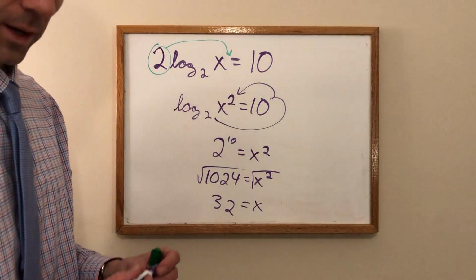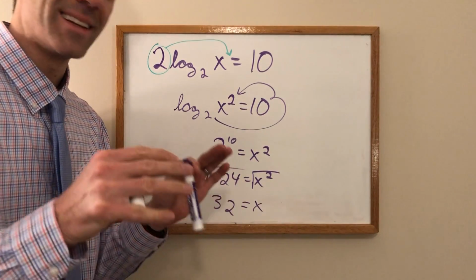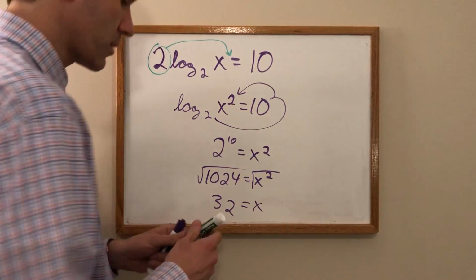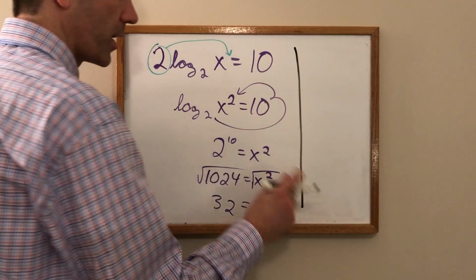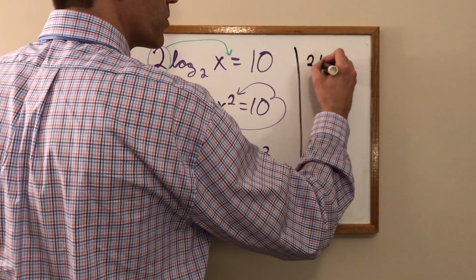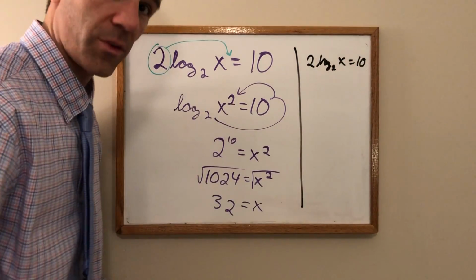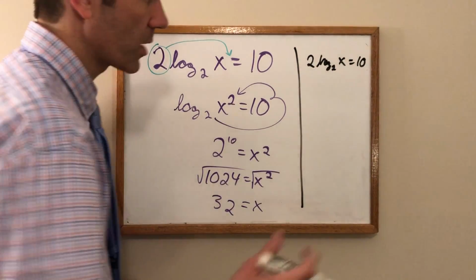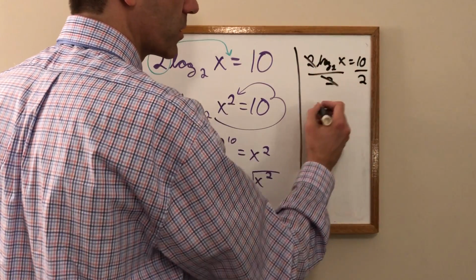But here's another way, and this way that I'm about to show you works this time. It may not always work, but it's going to work this time. Here, let me switch colors. And same problem, different way. You can write it or not. That's up to you. So 2 log base 2 of x equals 10. And back in the day when you were first learning to solve, your teacher would say, well, you know what? There's a 2 in the front. Let's divide. We're multiplying by 2, so we'll undo it with division.